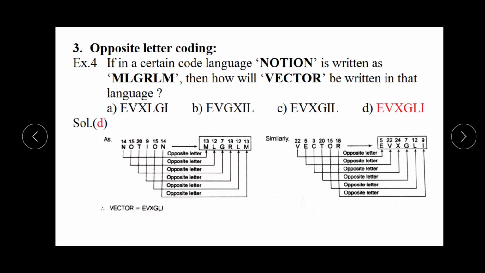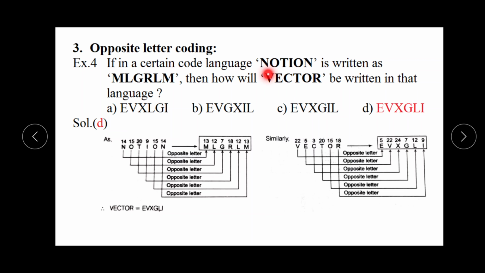The third type in coding decoding is opposite letter coding. It means for this type we have to learn the opposite letters in the English alphabet. The opposite of A will be Z, opposite of J will be Q, opposite of M will be N, opposite of R will be I, opposite of S will be H, like this. So we have to learn these opposite letters. That way we can save our time in the exam.